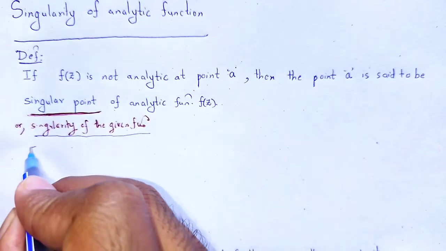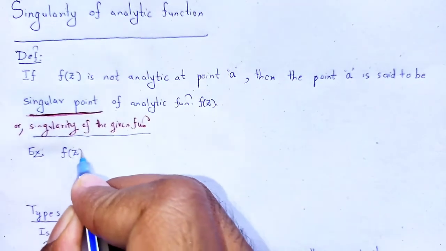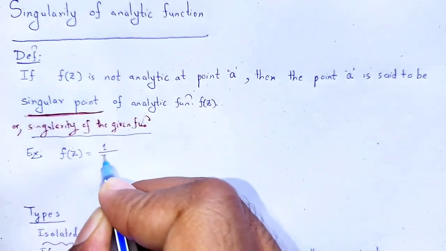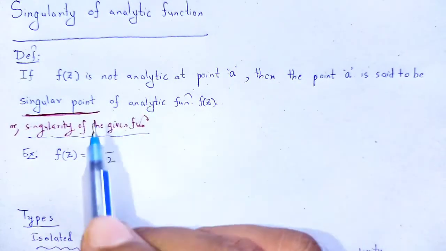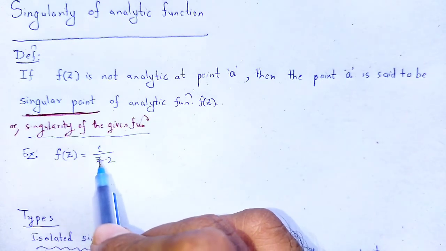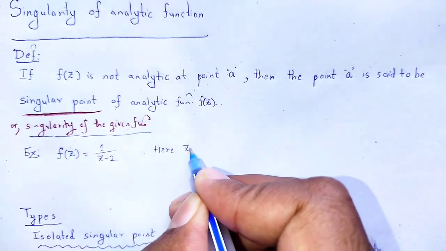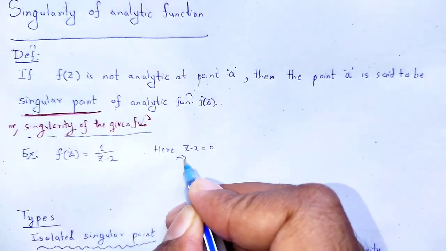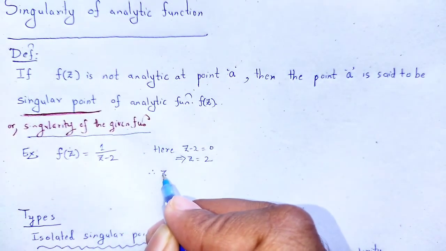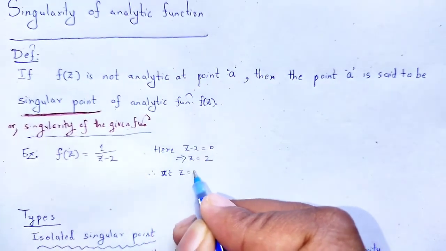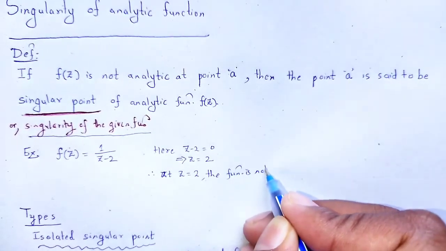Let me take an example. A function f of z is given as 1 divided by z minus 2. That function is analytic except at the point z is equal to 2. So here, taking z minus 2 is equal to 0, we have z is equal to 2. Therefore, at z is equal to 2, the function is not analytic.